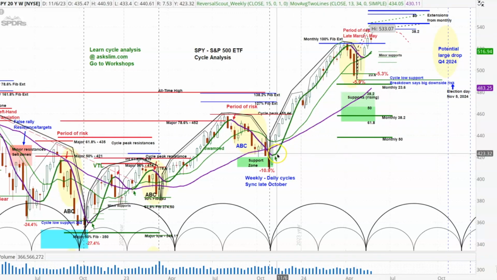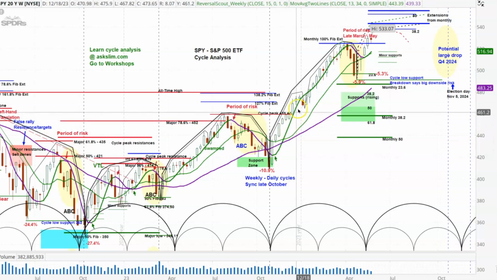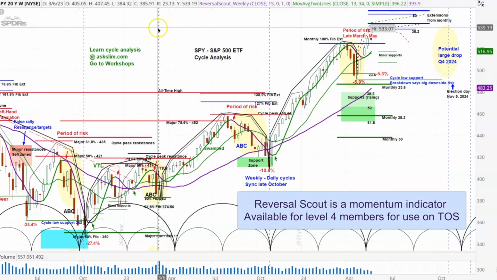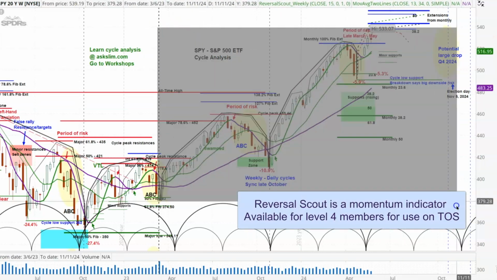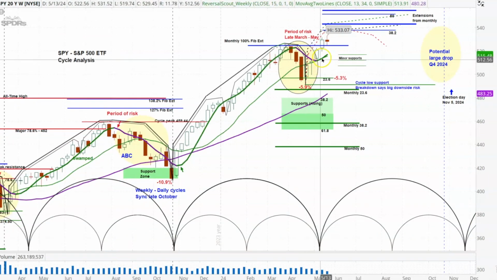And this is our reversal scout. This is one of those level 4 proprietary indicators that you can get if you're a level 4 member. And I'm just going to zoom in a little bit right here so you can see what we're looking at now. This is that next rising phase.